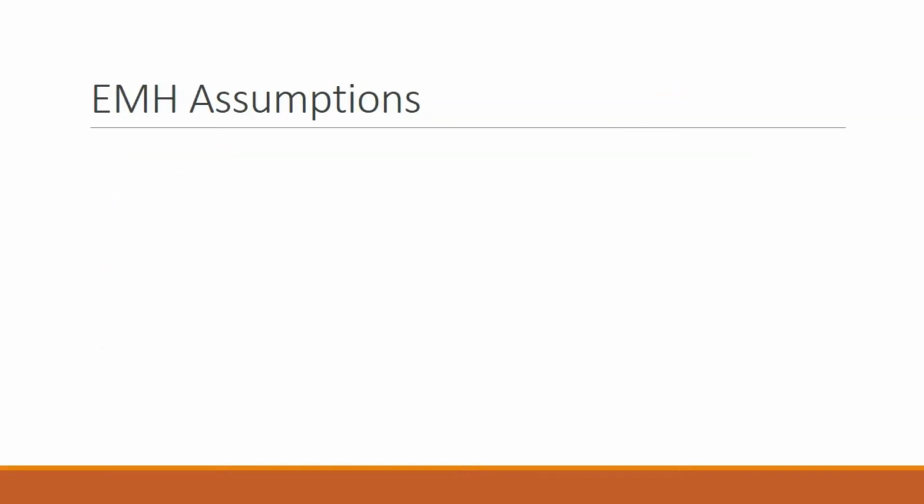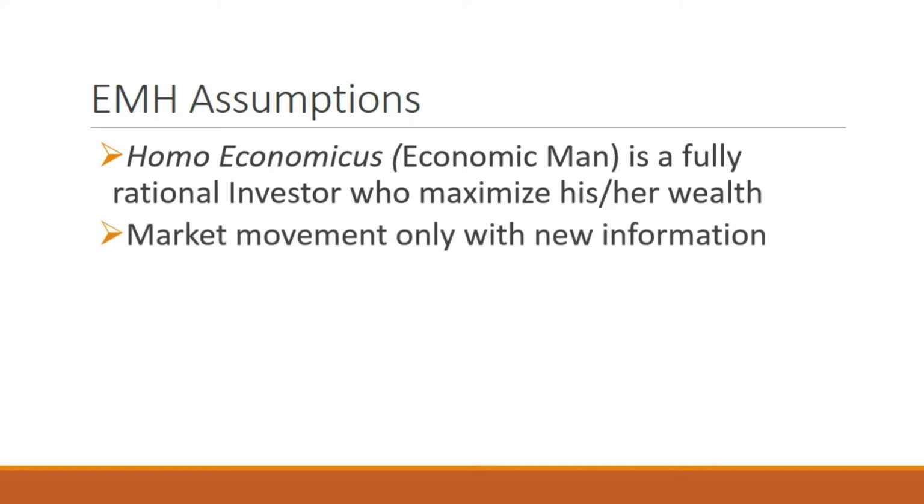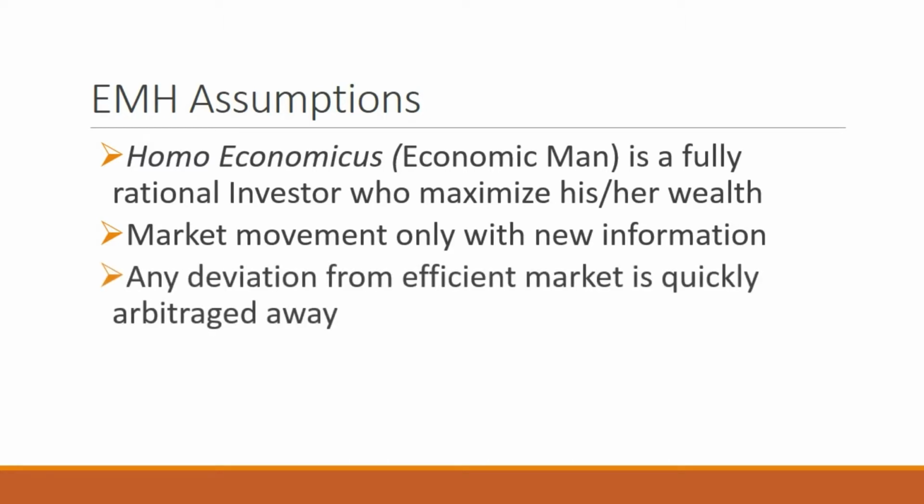The efficient market hypothesis theory rests on a number of heroic assumptions. First of all, it assumes that economic man, or the typical investor in the market, is a fully rational investor whose only goal is to maximize his or her wealth. This means that at any given moment, the market can only move if there's new information that the rational economic man is able to calculate into a new market price.